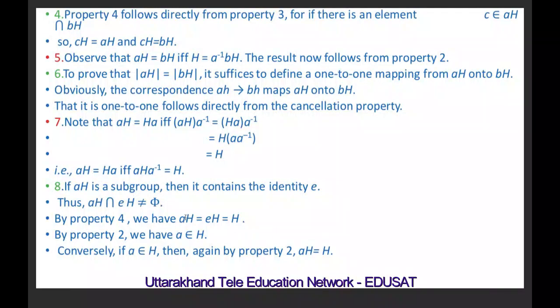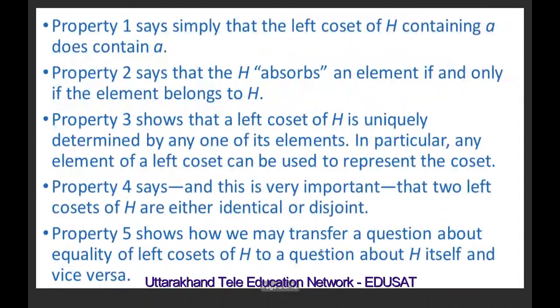If AH is a subgroup, then it contains the identity element. Therefore AH intersection EH is not equal to phi. By property 4 we have AH equal to EH is equal to H. And by property 2 we have A belonging to H. So converse, if A belongs to H, then again by property 2 AH is equal to H. So we have proved all the properties.